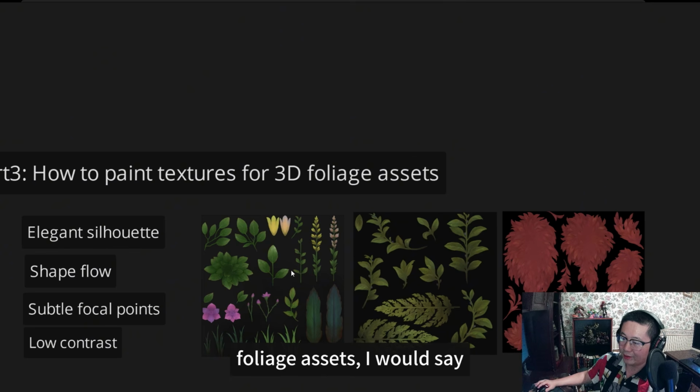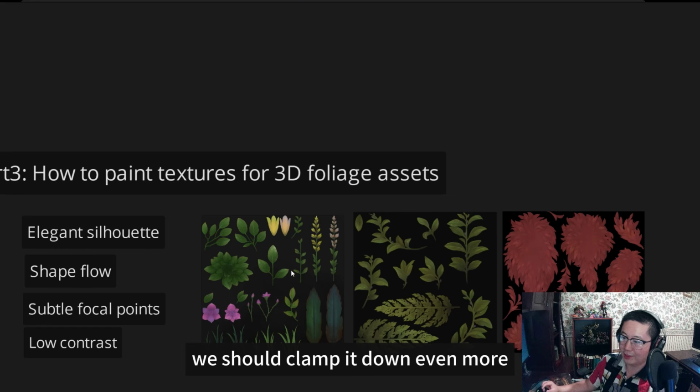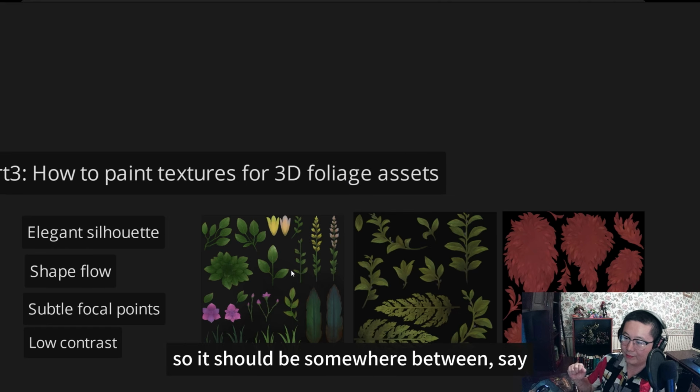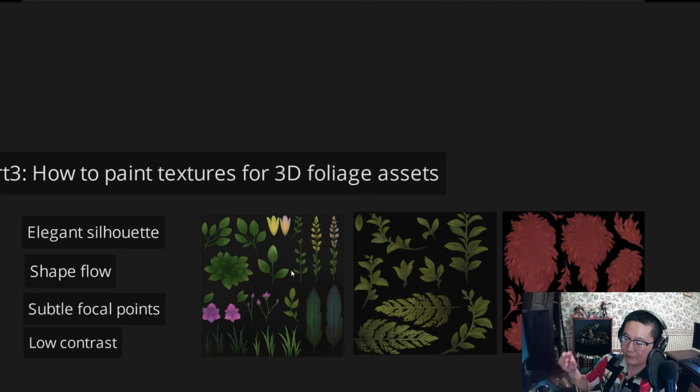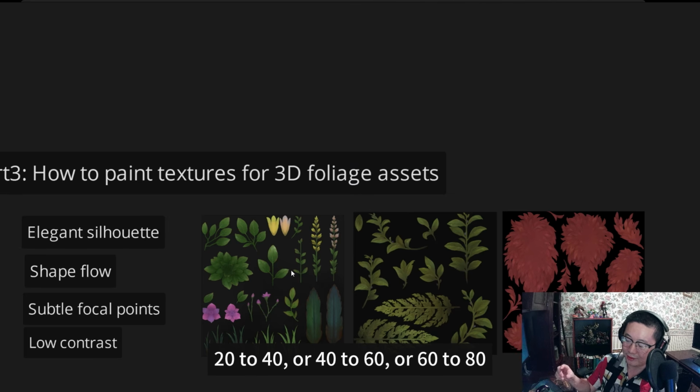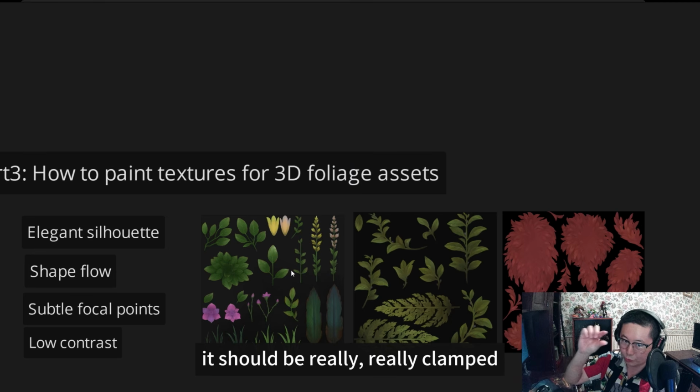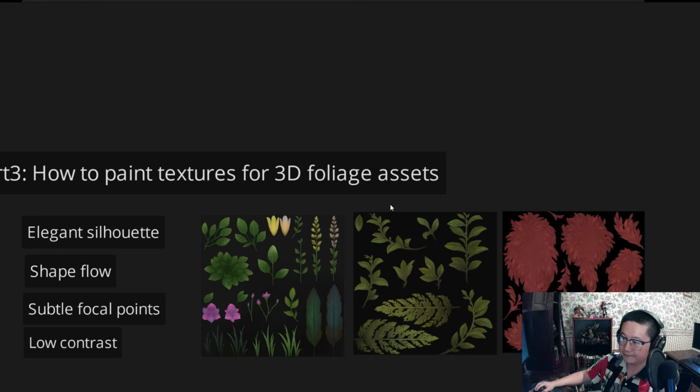But for foliage assets, I would say we should clamp it down even more. So it should be somewhere between, say, 20 to 40 or 40 to 60 or 60 to 80. Like it should be really, really clamped. Okay.